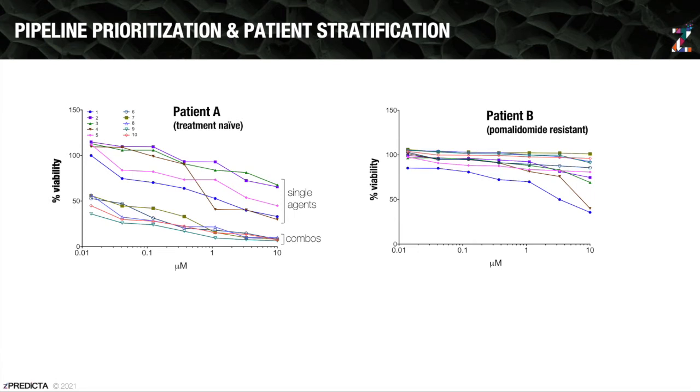We can also use it to prioritize the pipeline and look at patient stratification. In this case, we ran 10 different treatments, either single agents or combination treatments. In patient A, you can see that there are various degrees of activity by these various treatments. But patient B was mostly resistant to these various compounds. So this will really start helping to tease out what makes one patient sensitive, one patient resistant, and we can screen compounds and prioritize pipelines.